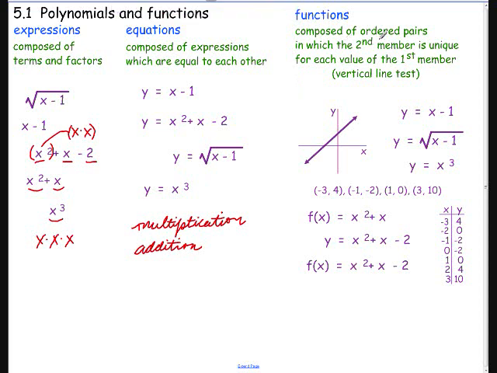Functions are composed of ordered pairs. And of course, that's what this is, right? A whole set of ordered pairs, a listing of the ordered pairs. And the special property is the second member is unique for each value of the first member. And if you ever get confused with the language, just go back to thinking about the vertical line test.